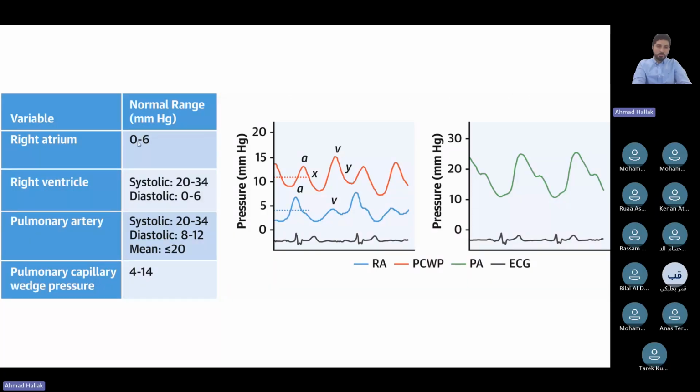The normal pressure in the right atrium is 0 to 6. The ventricle systolic is usually 20 to 30, and the diastolic should be equal to the right atrial pressure. The pulmonary artery systolic should match the right ventricular systolic, and the pulmonary artery diastolic should match the pulmonary wedge pressure, which should match the left atrium and the LV end diastolic pressure. And the mean is below 20. So the diagnosis for pulmonary hypertension is a mean pulmonary artery pressure above 20.